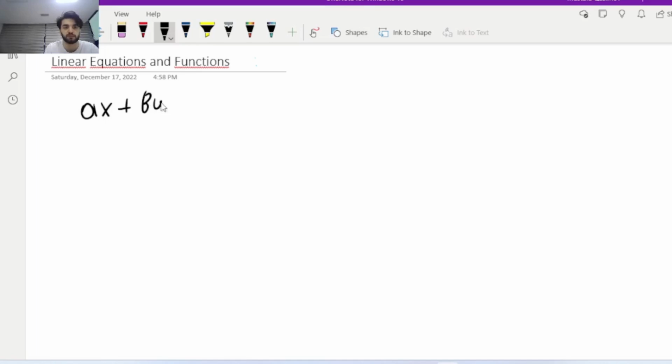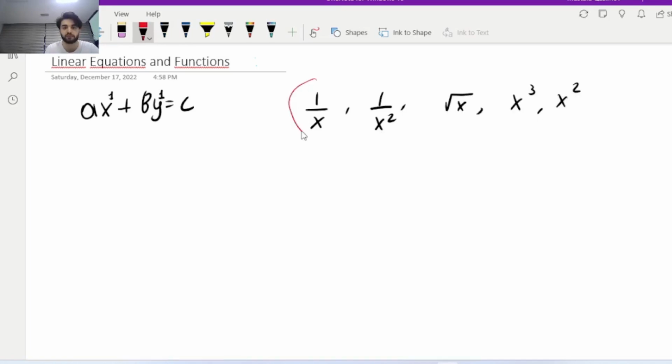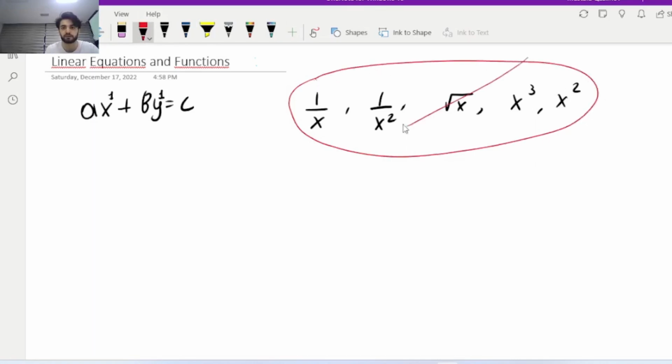ax plus by is equal to c. As you see, the degree or exponent of x and y has to be equal to 1. When it is 2 or 3 or 1 over 2 or -1, it is not a linear equation. For example, when there's 1 over x, or 1 over x squared, or square root of x cubed, or x squared, when we have a variable like this, it is not linear. That's right, not linear.